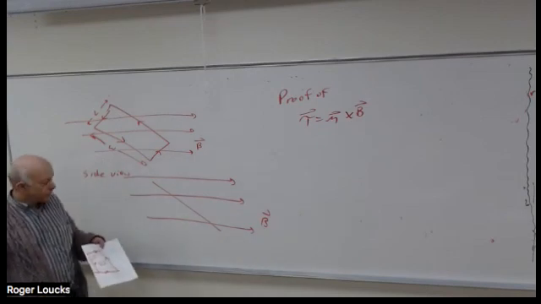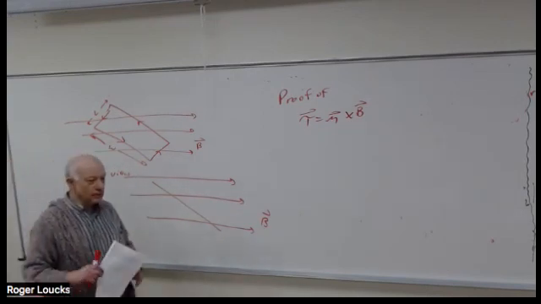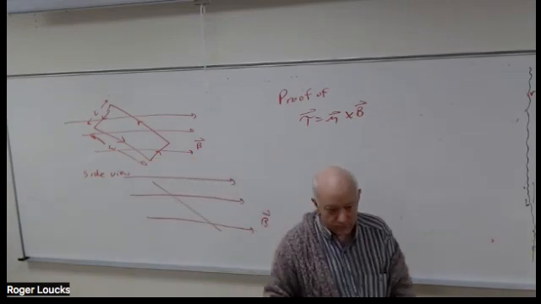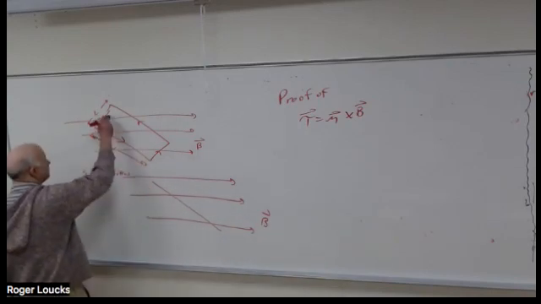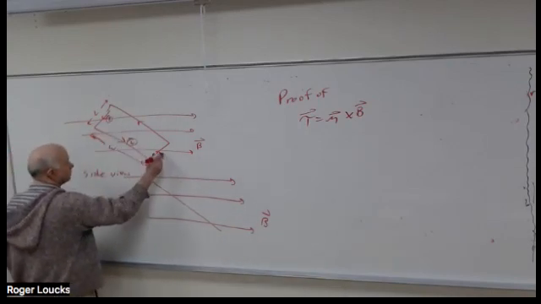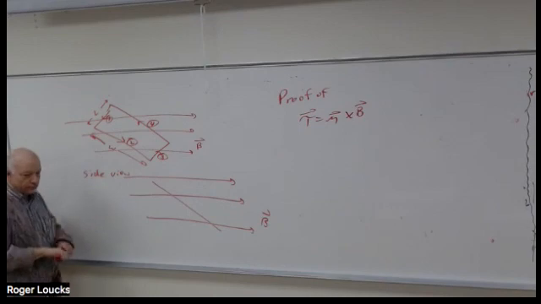Okay, so let's figure this out. What am I going to do to that little tiny wire loop? Split it into 4 pieces. So call this side 1, side 2, side 3, side 4.